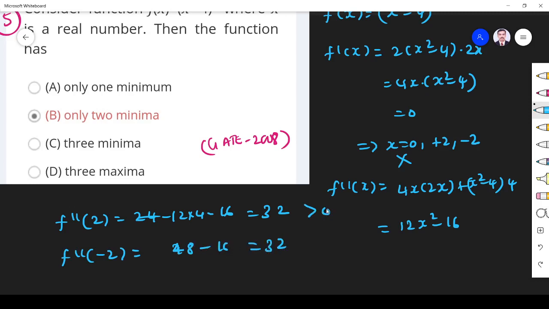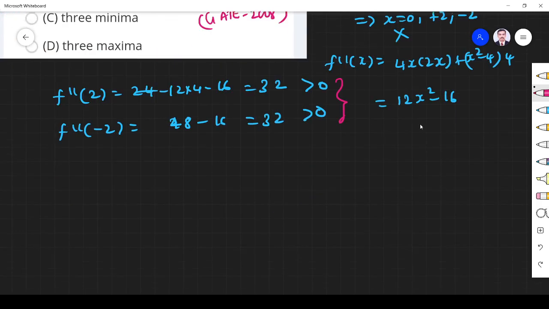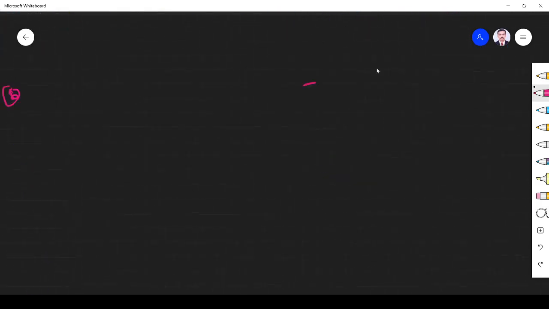So both are greater than 0. So surely this function has only minima. How many minima? Both are minima, so the function has only 2 minima. Fine, that's a simple problem.